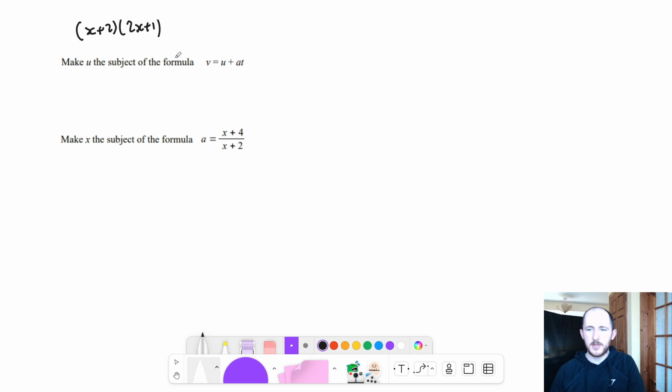So making u the subject, well, all you need to do is when you make something the subject, it's going to be u equals and then a bunch of stuff, right? So all you want to do is make u by itself. So what's stopping the u from being by itself is this plus at. So you do the opposite. What's the opposite of plussing at? Minus at. So you have u is equal to v minus at.